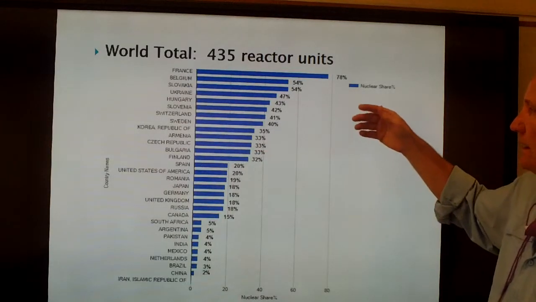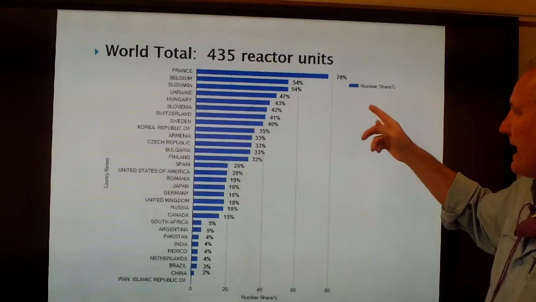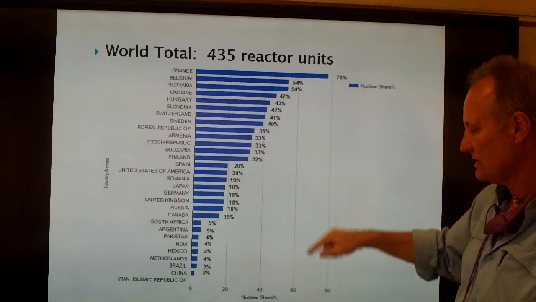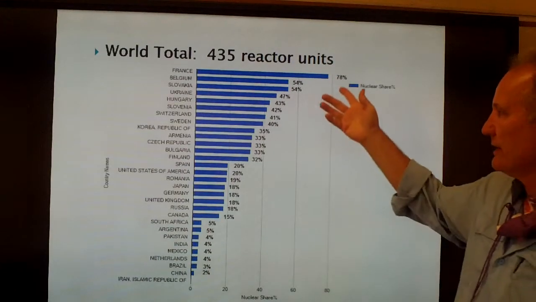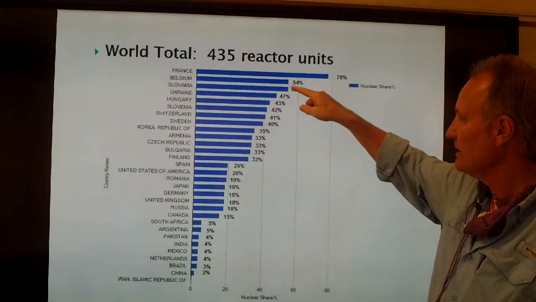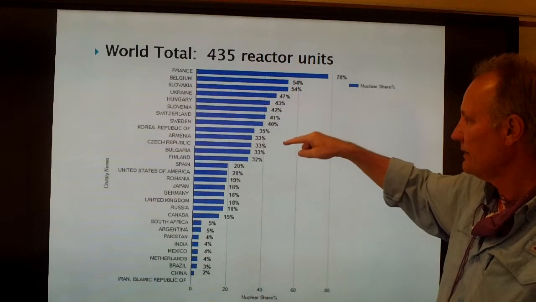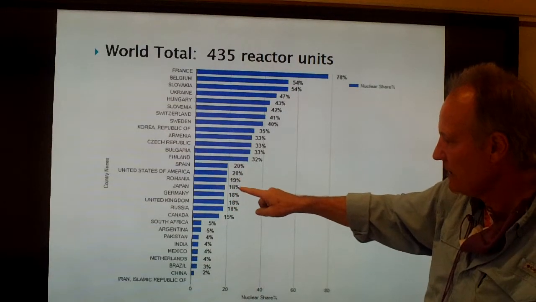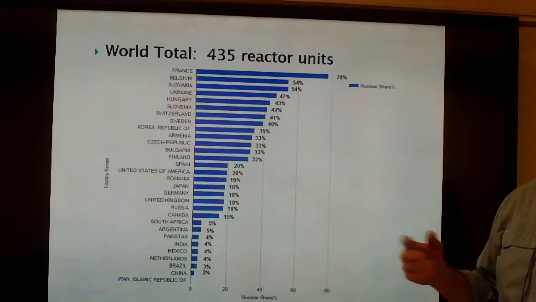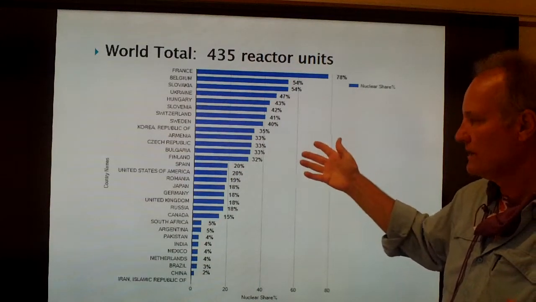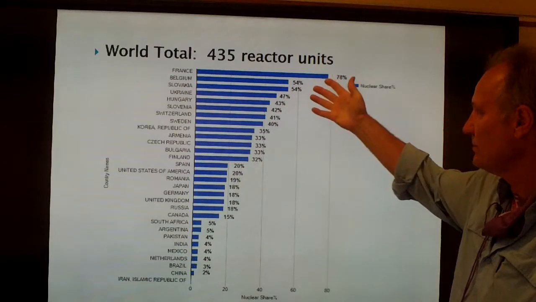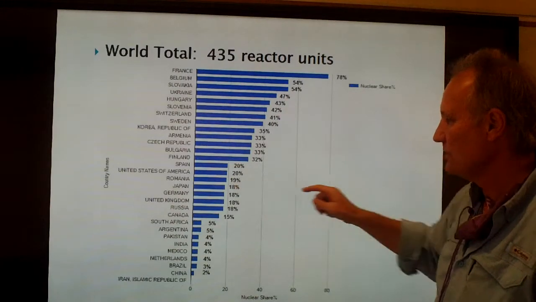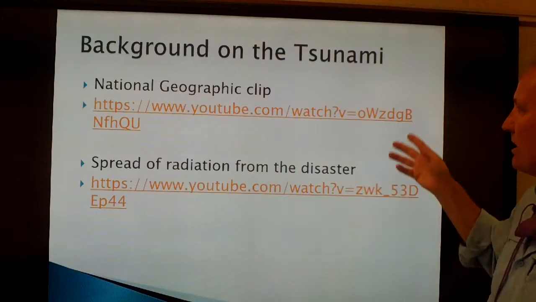Okay. Of those 400 and some odd reactors, France had 78% of all of its energy generated by nuclear facilities. Belgium came in next. Belgium and Slovakia at about 54%. Notice the United States is way down here at about 20%. So about 20% of our total energy was from nuclear sources, compared to some countries that had invested quite highly in nuclear. Notice that Japan was only at 18%.